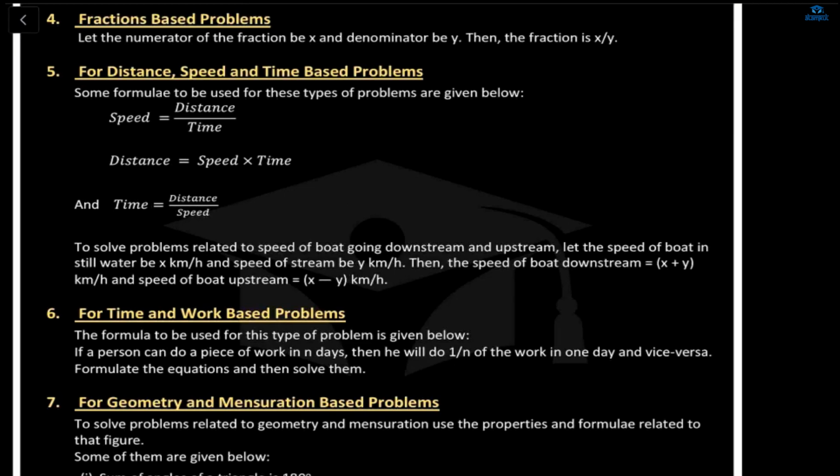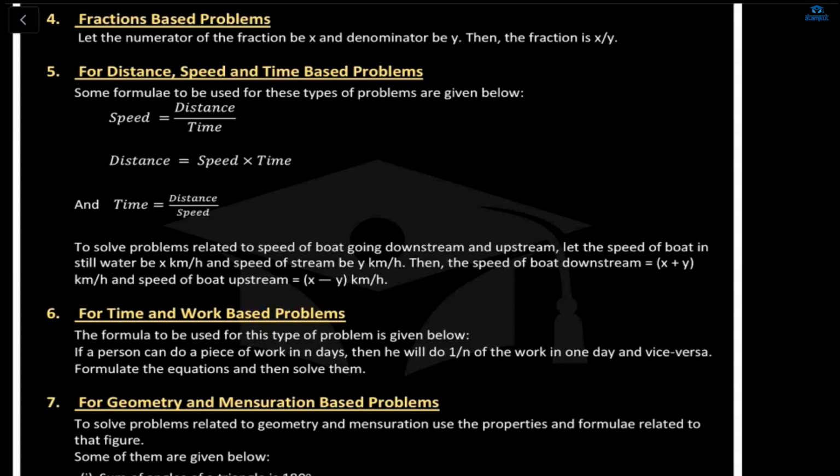Now here, the main thing that you should know is upstream and downstream. The questions come in your physics also. What is downstream and upstream? Do you know, Safiya? When a boat is going in the river, there are upstream and downstream. When the boat is moving with the stream, that is downstream. And when the boat moves against the stream, that is upstream.